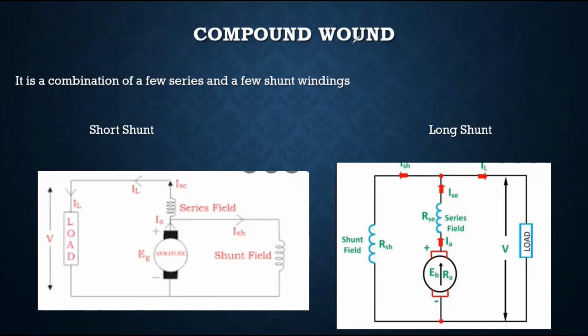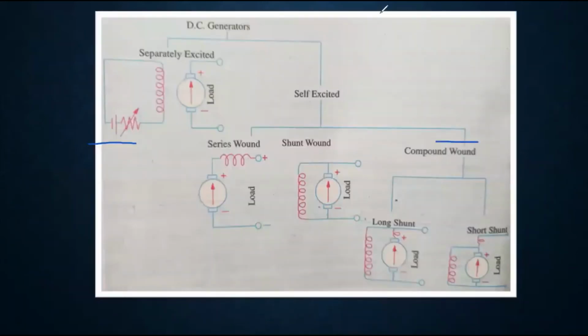In a compound wound generator, we can again classify them into short shunt and long shunt. In short shunt, you can see the shunt field is connected across our armature alone, not across the series field. And in long shunt generators, you can see the shunt field is connected across both the series field and the armature. So as a summary, we can say these are the various ways by which our DC generator is classified.